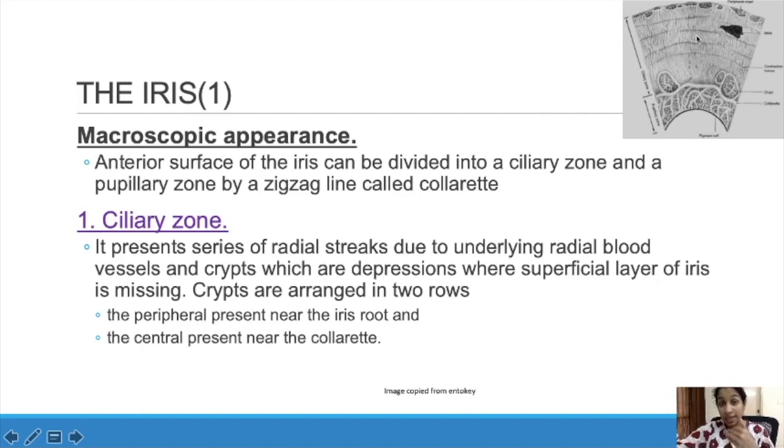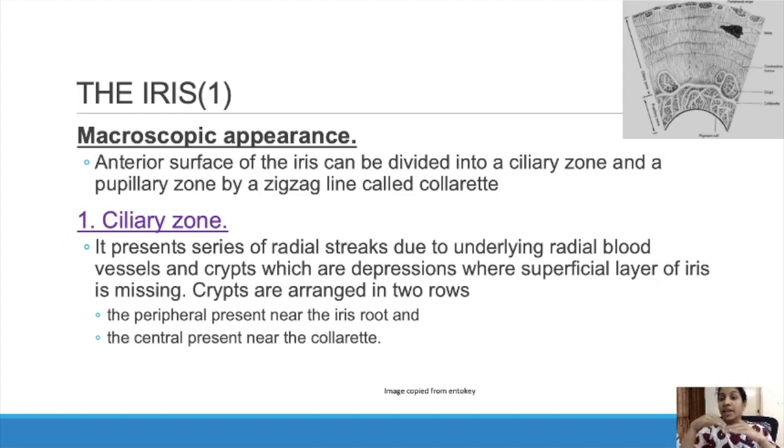This denotes the underlying radial blood vessels, and these things you can see, right? These are the depressions, crypts, where the superficial layer is absent, and you can see the crypts in two rows. This is the peripheral row, that is peripheral crypts, and near the colorata these are known as central crypts. So these are two types of crypts. Crypts near the colorata are central crypts, and near the peripheral part or the root of the iris are known as peripheral crypts. This is ciliary zone.